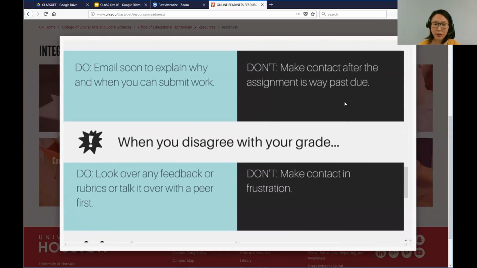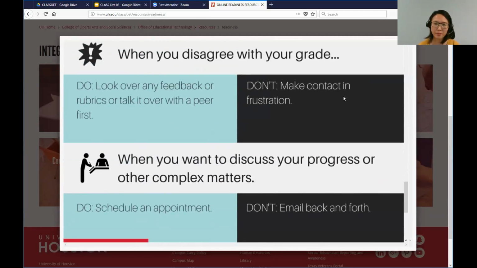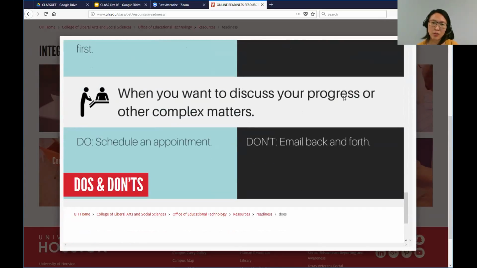When you disagree with your grade, look over any feedback the instructor has given or the rubrics that are attached. Talk it over with somebody who's worked on the assignment first, and don't make contact when you're frustrated or unhappy with your grade at that moment. And finally, when you want to discuss your progress or other complex matters, schedule an appointment, and don't email back and forth to discuss something that's complicated. Okay, so we're updating this web page right now, and there should be a link down here if you want to copy any of this stuff.